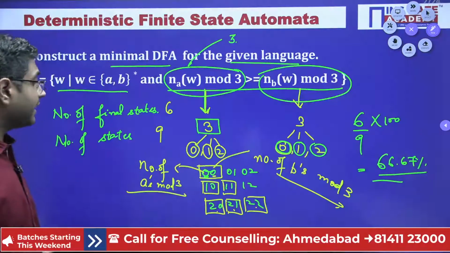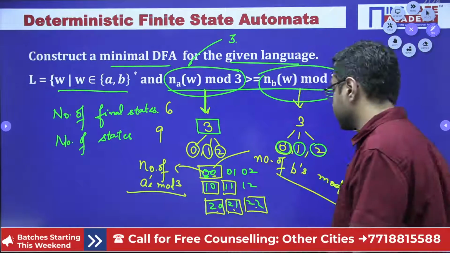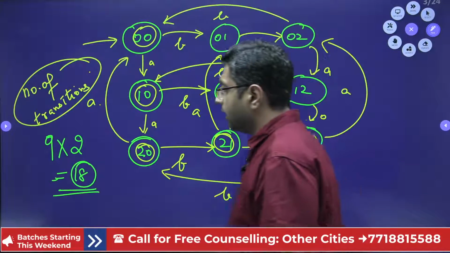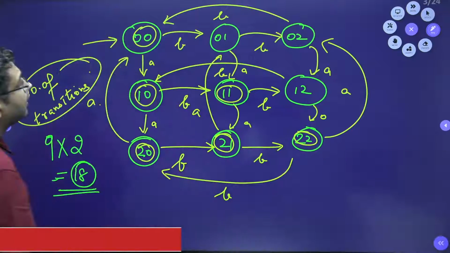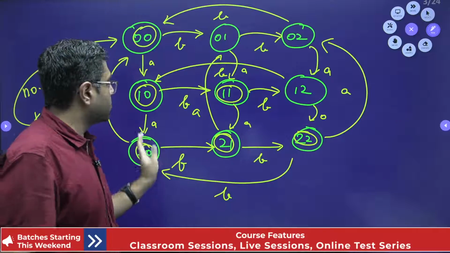And now somebody can ask me whether you can draw this DFA also. Yes, definitely we can draw this DFA. How will we draw this? This is how we can draw this DFA. So basically, if you see this DFA, 0, 0, 0, 1, 0, 2, 1, 0, 1, 1, 1, 2, 2, 0, 2, 1, 2, 2.